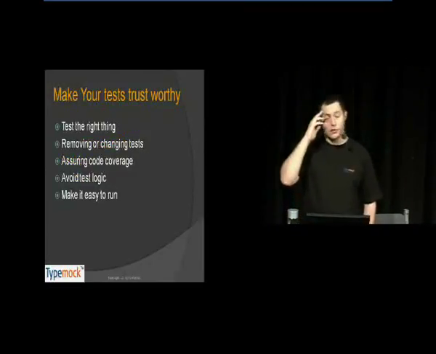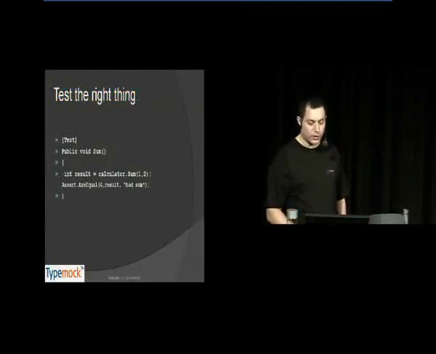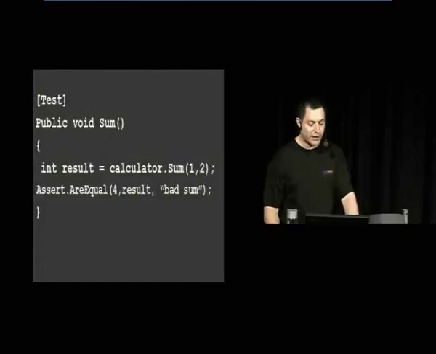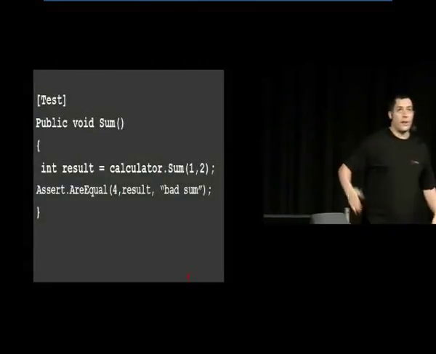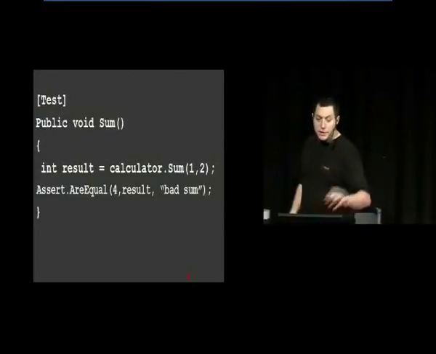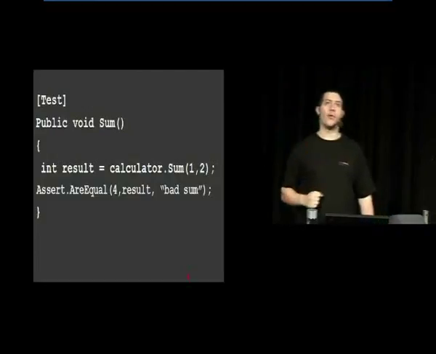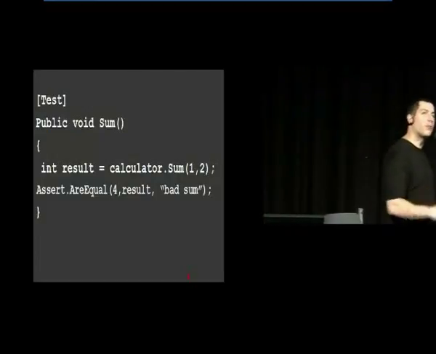Now, to make your test trustworthy, there are several things that we can go through. Let's just start with the simple stuff. In my class, when I teach test-driven development, I say, start with the failing test. And people say, okay, let's write a failing test. And they write something like this. They call sum with 1 and 2, and they expect to get 4. Of course, this test will fail. And now they have a chance to go and write production code.